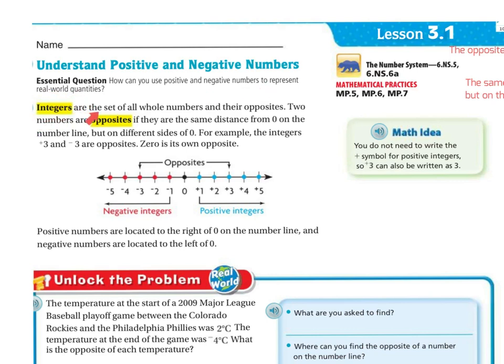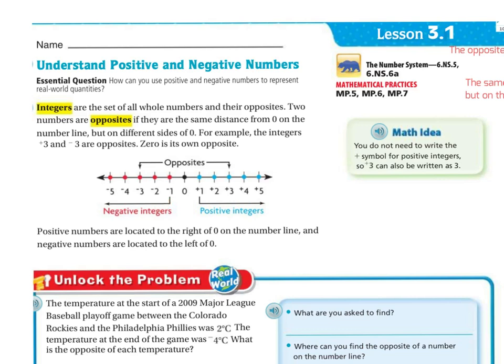Integers are the set of whole numbers and their opposites. Two numbers are opposite if they have the same distance from zero on the number line, but on different sides of zero. For example, the integers positive 3 and negative 3 are opposite. 0 is its own opposite.